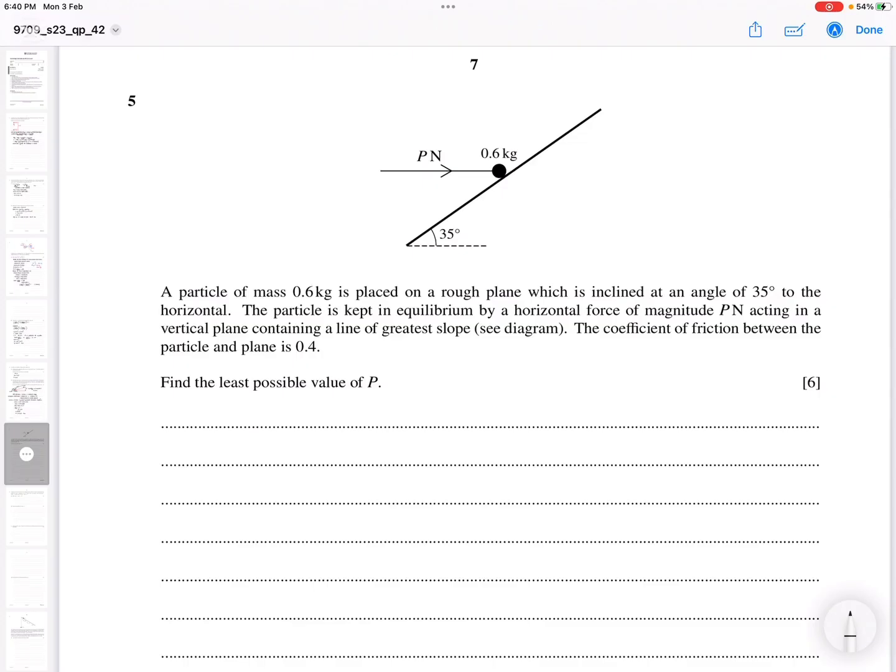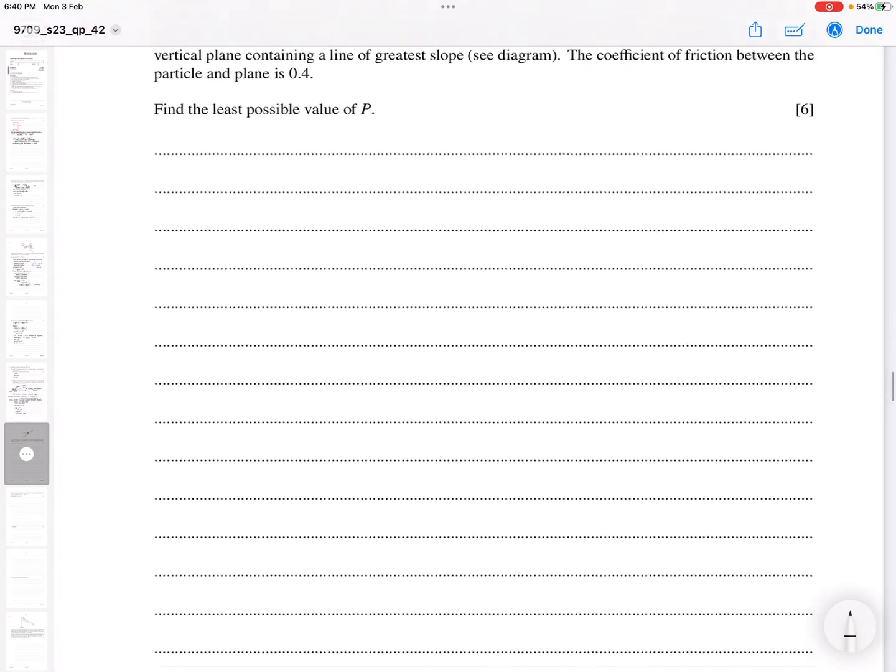In question number 5, a particle of mass 0.6 kg is placed on a rough plane which is inclined at an angle of 35 degrees to the horizontal. The particle is kept in equilibrium by a horizontal force of magnitude P Newton acting in a vertical plane containing a line of greatest slope. The coefficient of friction between the particle and the plane is 0.4. Find the least possible value of P.